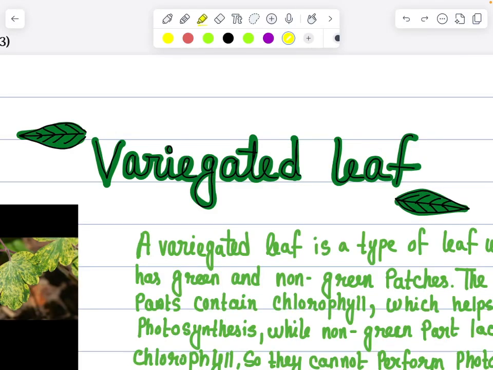In today's class, we will learn about variegated leaves: what they are, how they look, and why they are used in the photosynthesis experiment. So stay tuned for the next few minutes. This is going to be simple, short, and super clear.